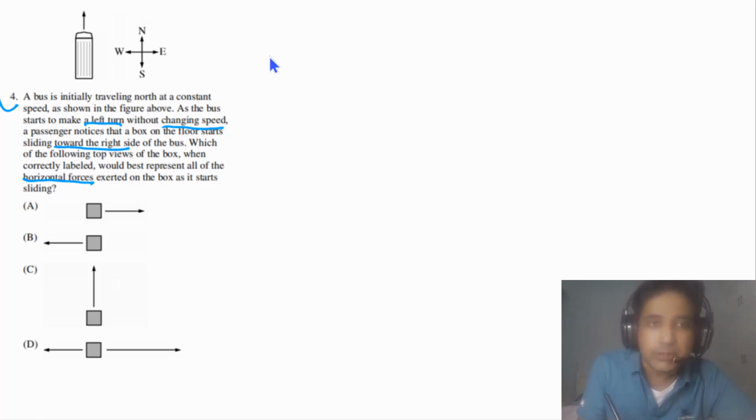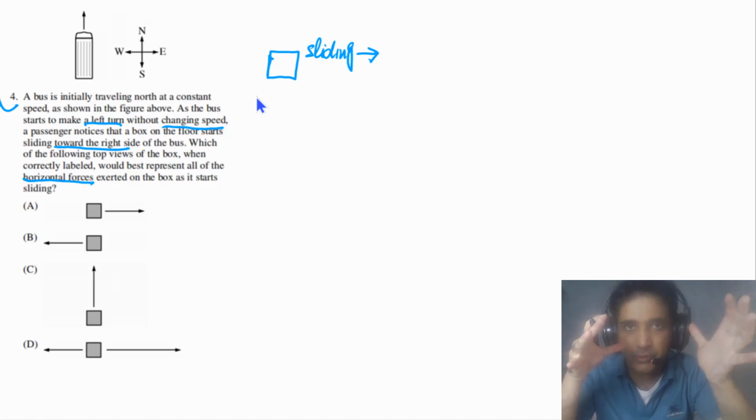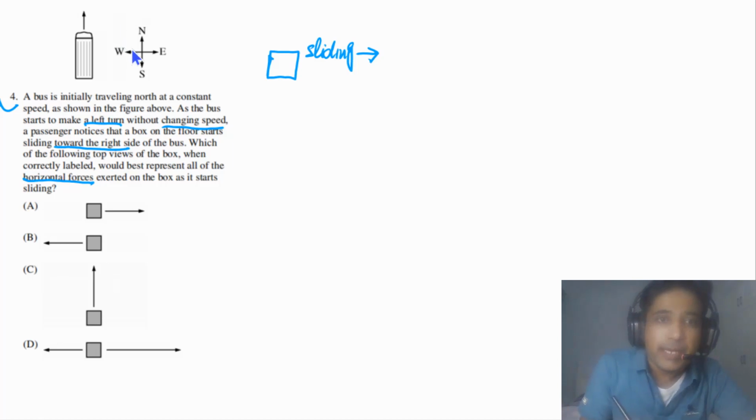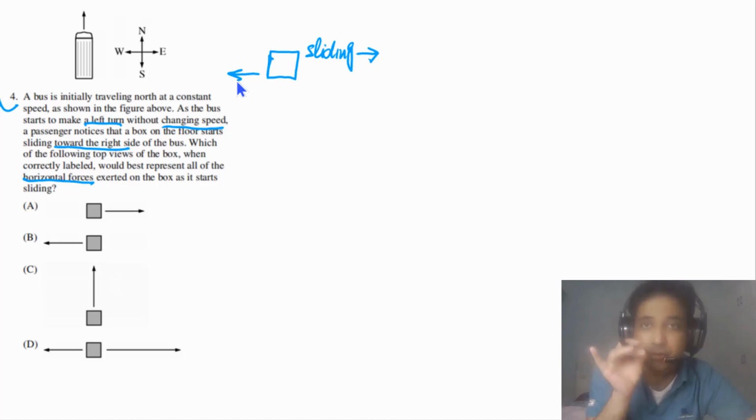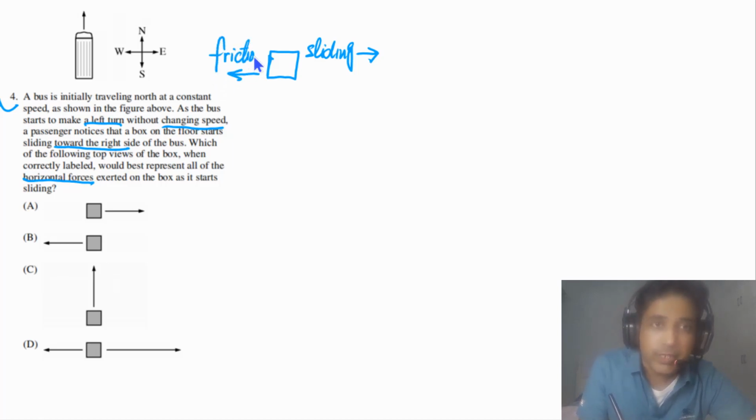In this case, it is given to us that the box starts sliding to the right. As the box is sliding to the right, there will be a horizontal force on the box, and the only horizontal force is the force of friction. That force of friction has to act to the left, meaning opposite to the direction of motion, because friction is an opposing force. So this is the direction of friction, and it opposes the motion.